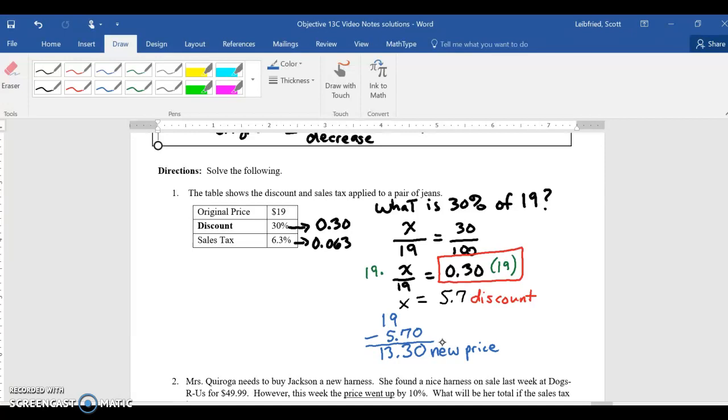But then what we have to do is we have to take the sales tax. Sales tax is always on your new price, or your final price before you pay. It takes the tax of that. So what we have to do is 6.3% of our final price. So I'm going to use this red box again, this idea, and I'm going to use 0.063. So I'm going to take 0.063, and I'm going to multiply that by 13.30.